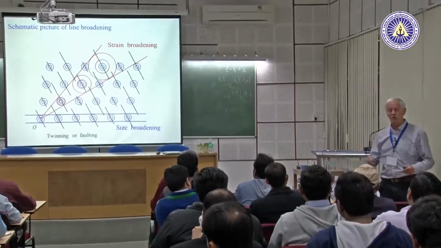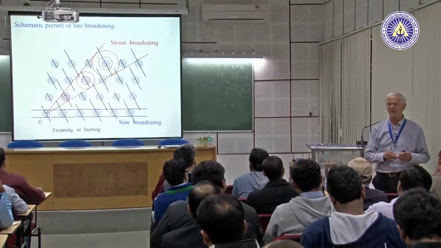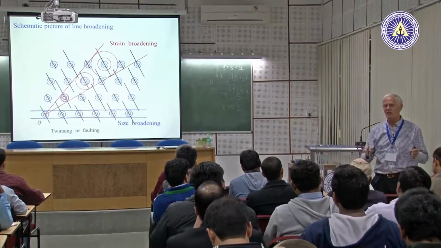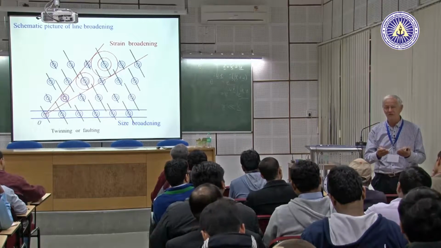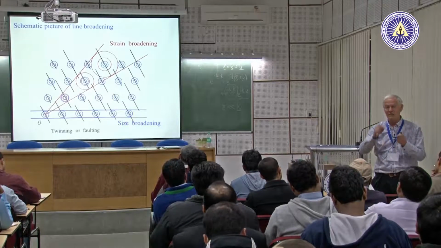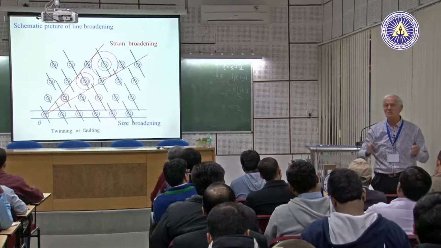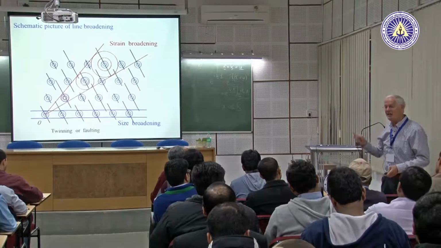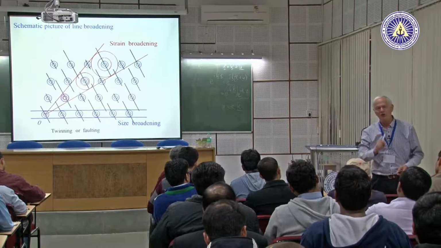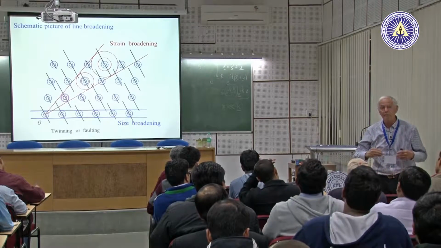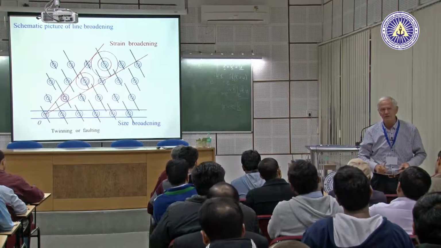Now, streaking you can see in the TEM. If you have twins or stacking faults and you do electron diffraction, you can see that the spots are connected with very faint thin lines, which is called streaking. In X-ray diffraction, you don't see the streaks, but you see peak broadening, because the streaks are projected. If I come to that, I will show you how this happens.